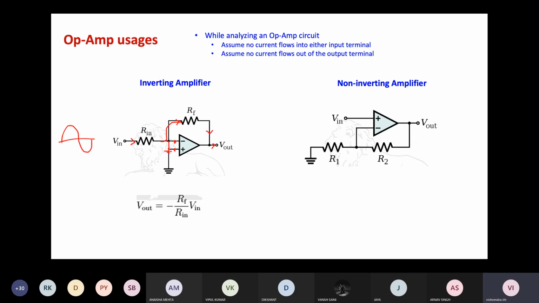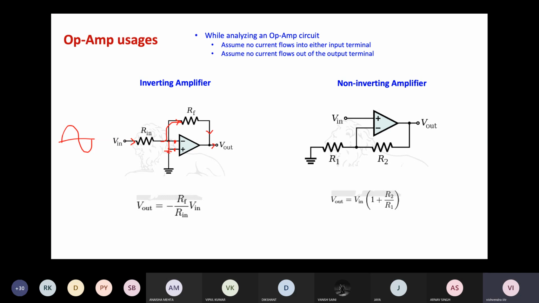Similarly, the non-inverting amplifier is the amplifier in which the output signal has the same shape as the input signal. If you analyze this circuit, input is being applied on the positive terminal. On the negative terminal, we have connected two resistances. One is grounded at the other terminal and one is connected to V out.